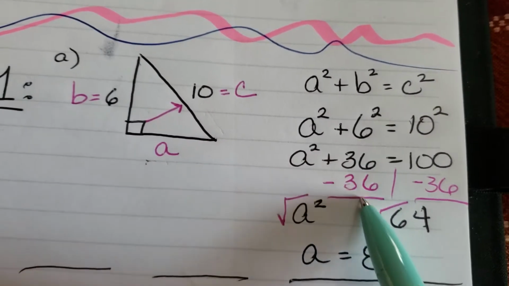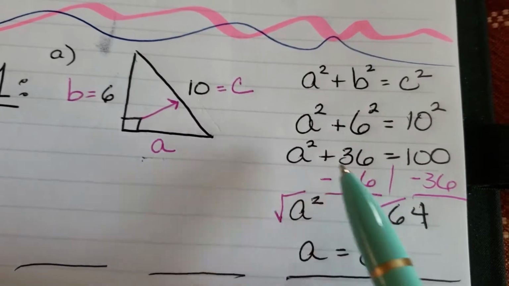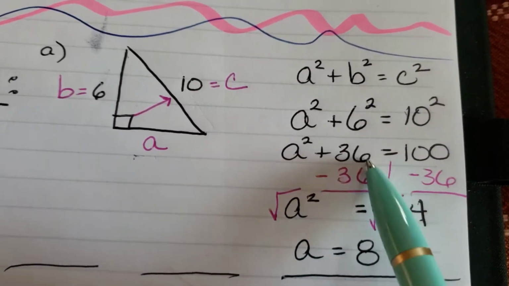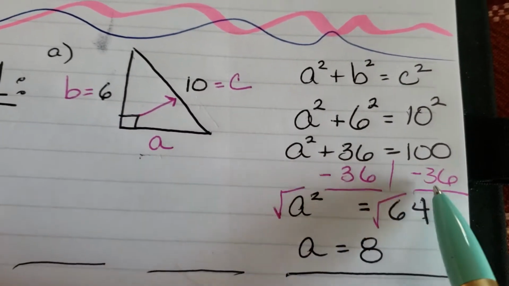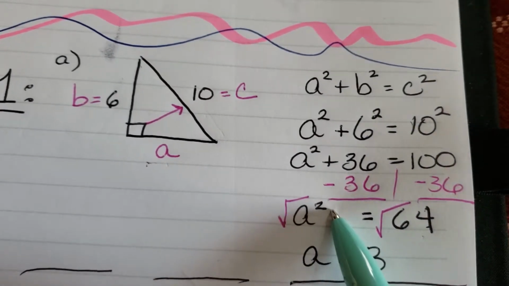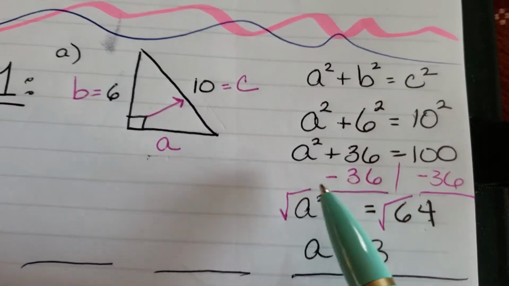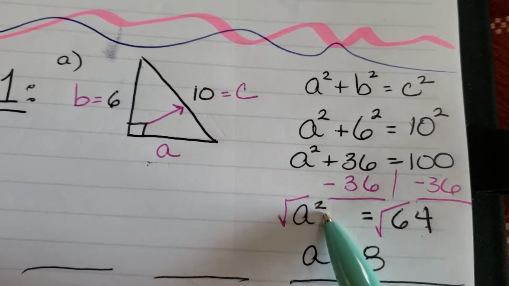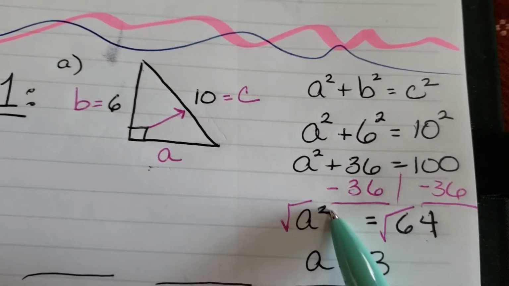So 36 minus 36 is 0. That cancels out. So my A squared comes down. My equals comes down. 100 minus 36 is 64. How do I get rid of a square? I take the square root because squares and square roots are inverses of each other, and that's how they cancel.